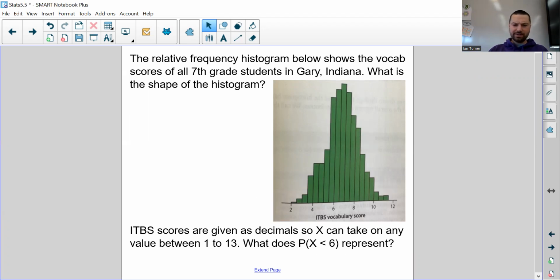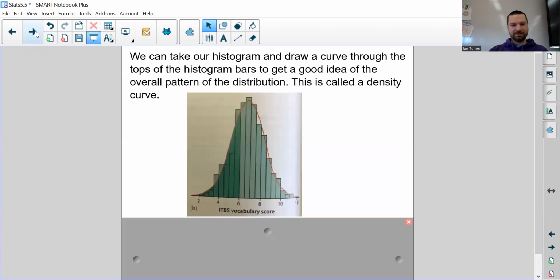So if X is less than 6, it just means you scored less than 6 on your ITBS vocab as a 7th grader in Gary. So we can take our histogram and draw a curve through the tops of the histogram bars to get a good idea of the overall pattern of the distribution. This curve here is called a density curve. It's got some properties we're going to talk about in a second here.